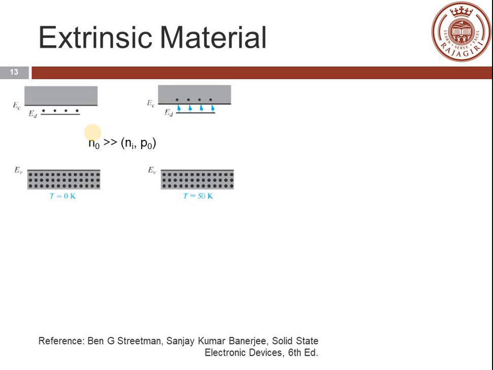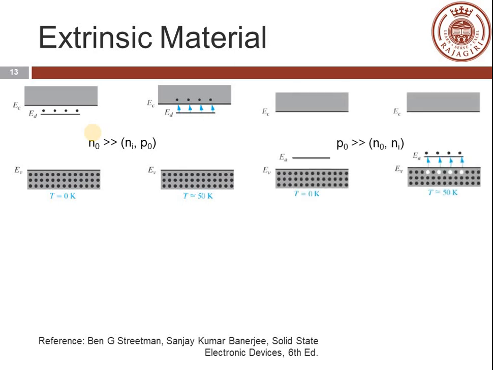Now we will see the case of p-type semiconductor. For p-type semiconductor, we will be adding trivalent impurity or acceptor impurity. When you add acceptor impurity, a new energy level will be created near the valence band, and this new energy level E_A will be empty.